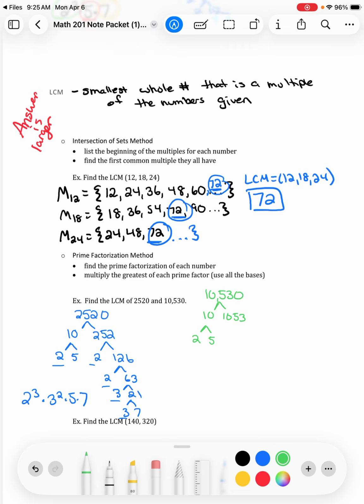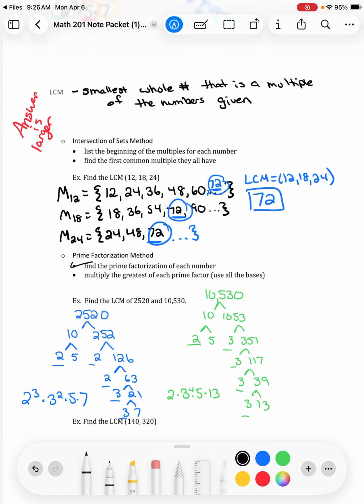Again, I divided by 10 to get rid of that 0. Had an odd number, so I went on and divided by 3. Divided by 3 again. 3 again. And 3 again. And that gave me, let's see, a 2. 1, 2, 3, 4 times 3 to the 4th times 5 times 13.